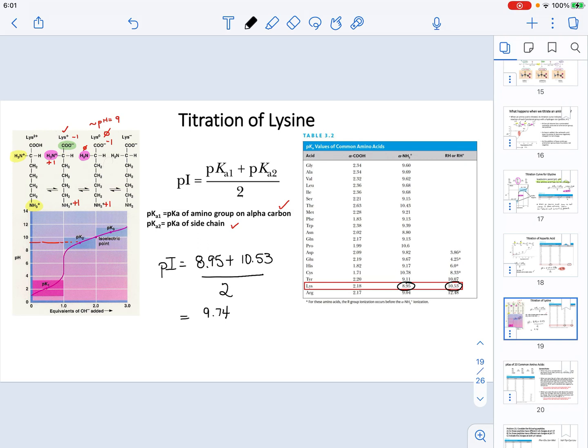And as you can see here, and again, I'm just using my calculations, it is close to what we see here, which is the isoelectric point for it. So just understand that the way that you calculate the isoelectric point for a particular amino acid depends on the situation that you have.